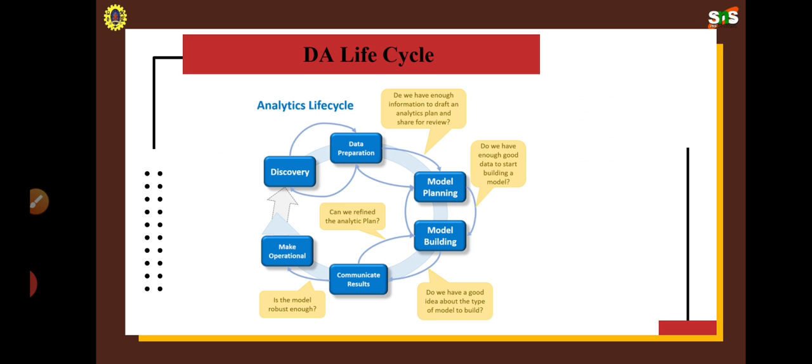After getting the relevant data from data pre-processing, next I am going to do the model. That is known as model planning. At the end of this phase, do you have enough good data to start building a model? If it is okay, you start the prototype. That is model building. Do we have a good idea about the type of model to build? If so, you go to the next one, communicate the result.